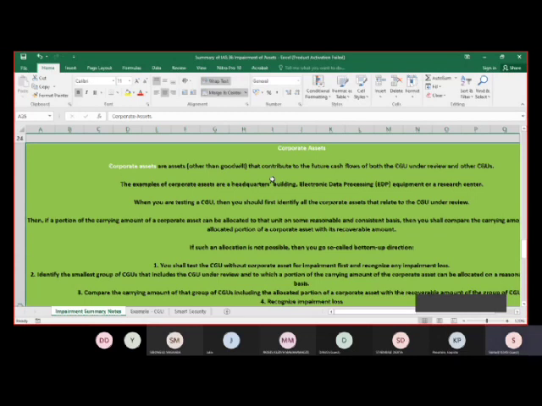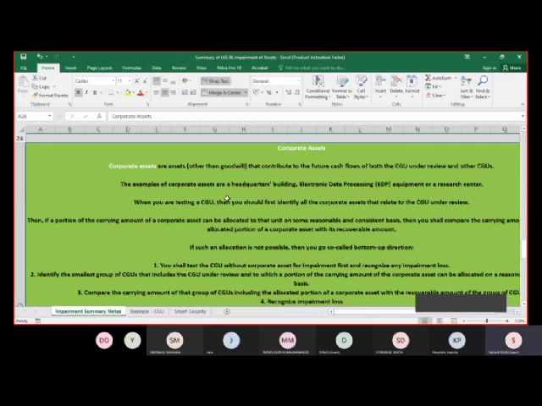So also you have what we call corporate assets. Corporate assets are assets other than goodwill that contribute to the future cash flows of both the CGU under review and other CGUs. Examples of corporate assets are the headquarters building, administrative buildings, electronic data processing (EDP) equipment, or a research center. Those are corporate assets. You'll see that most of the time when you have a CGU, they might also give you a corporate asset that you must include within the CGU for impairment.